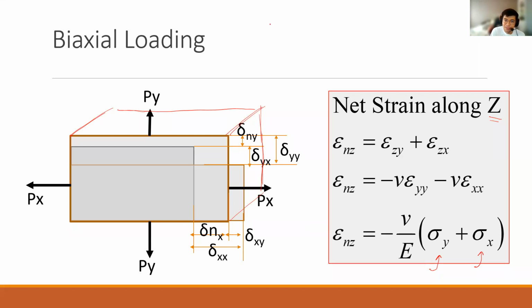So biaxial loading is just 2, di ba? So it could be xy or yz or xz. Depende na siya sa inyong kuan. So you can just manipulate the equation, di ba? So for now, what is presented is just the pair of x and y axial loading. So any questions so far for the discussion?